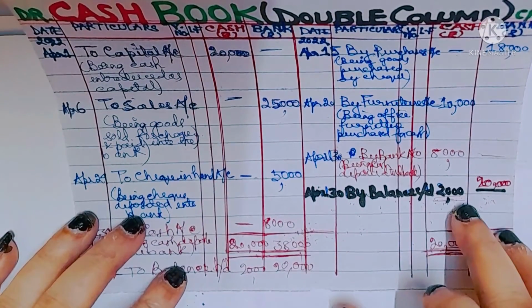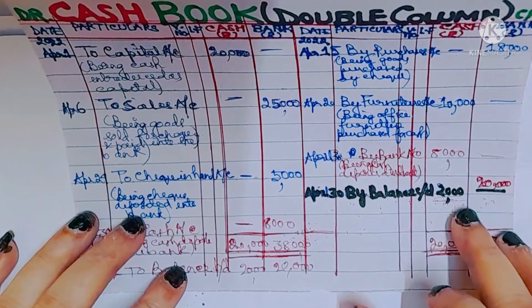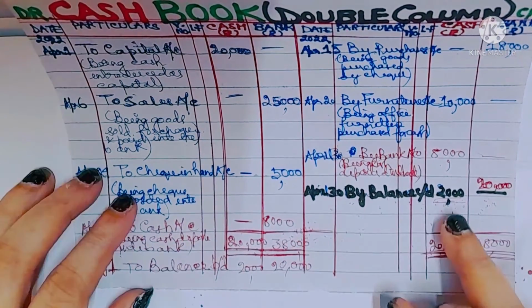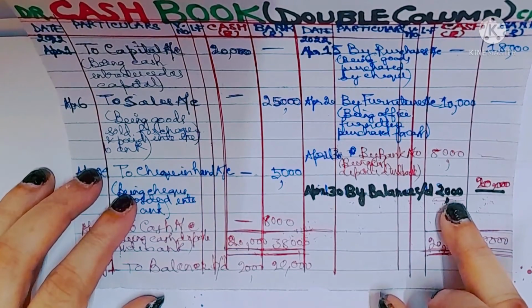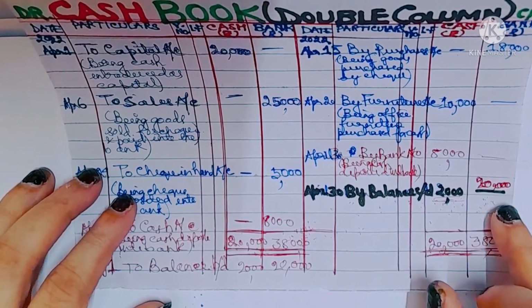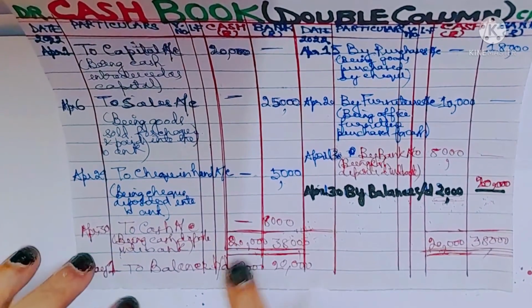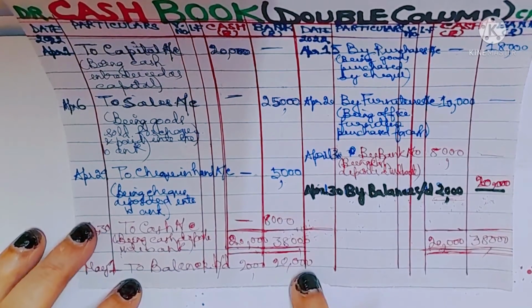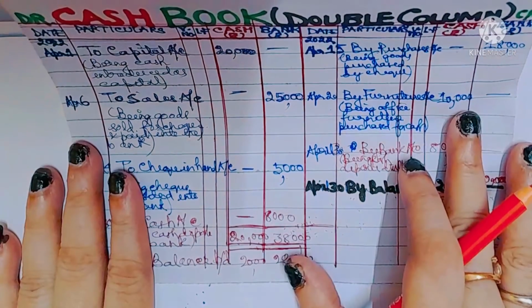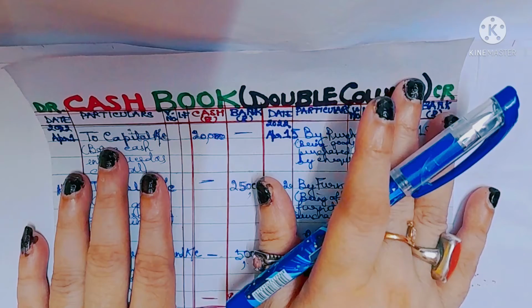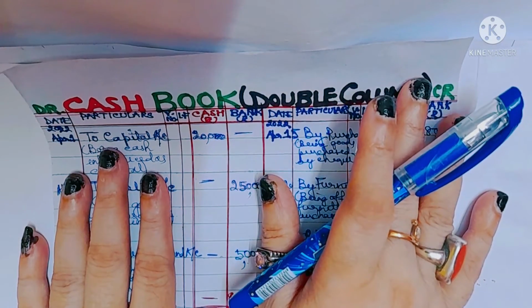This 2,000 is the closing cash in hand and this 20,000 is the closing cash at bank for the month of April. This 2,000 closing cash in hand and this 20,000 closing cash at bank will become the opening cash in hand and opening cash at bank for the month of May. Okay? So now see, the cash book is balanced. Understood? I hope you understood.